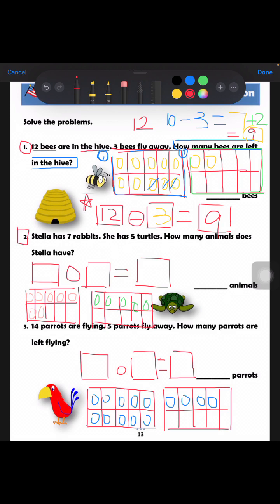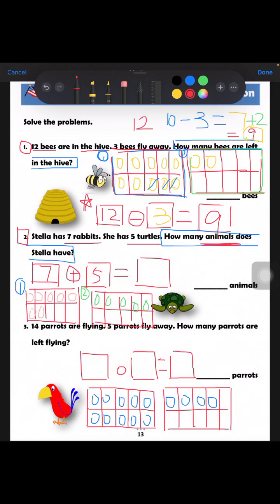Okay, take a look at the second question. Stella has 7 rabbits and she has 5 turtles. We need to find how many animals Stella has. So here we got two 10-frame sets. In the first set there are 7 circles, and in the second set there are 5 circles. And then we write down the number sentence. We need to find how many animals Stella has. So we know that Stella has 7 rabbits and she has 5 turtles, so plus 5.